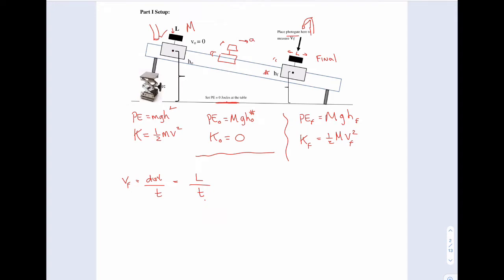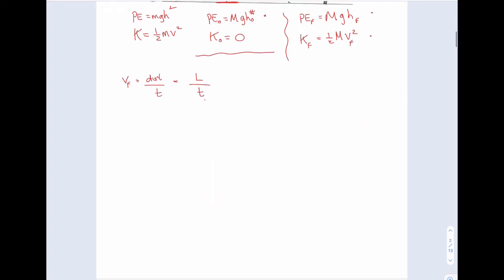So you know the initial potential energy up here, you know the final potential energy at this final spot, and you know the final kinetic energy. Then you can calculate whether or not energy is conserved. The way we're going to do that is calculate what percentage of the energy is lost. Ideally, if it's frictionless, 0% energy should be lost.